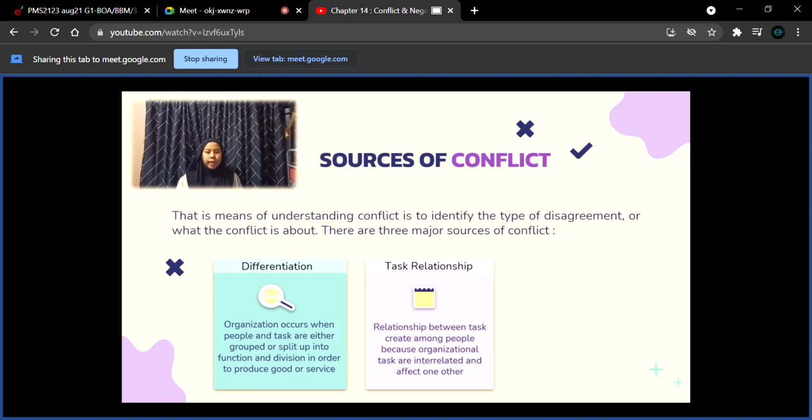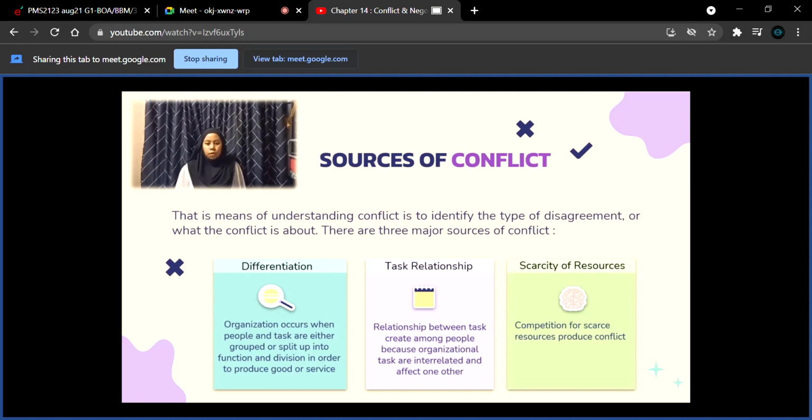Second, task relationship. Task relationship can occur when organizational tasks are interrelated and affect one another. The development of goods and services depends on the flow of work from one function to another. Each function builds on the contribution of other functions. If one function does not do its job well, the ability of the function next in line to perform is compromised and the outcome is likely to be conflict.